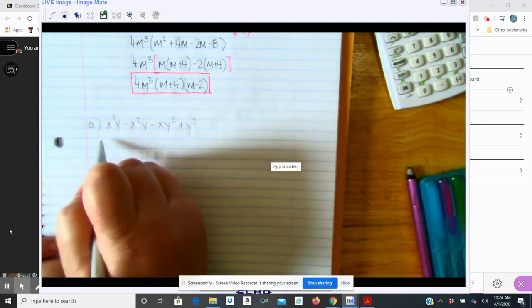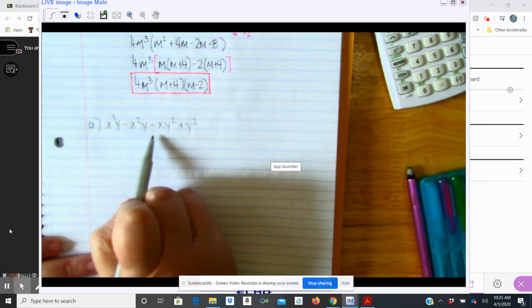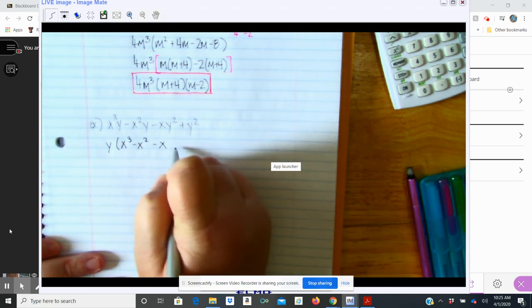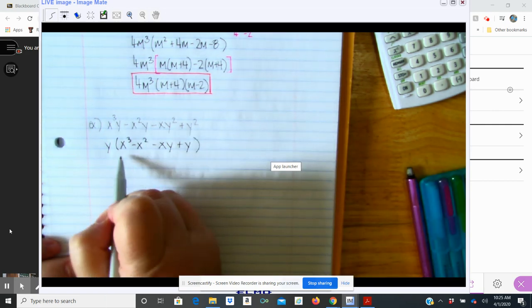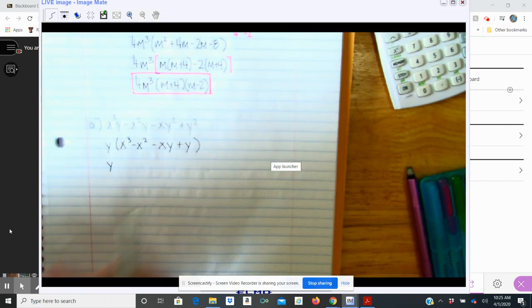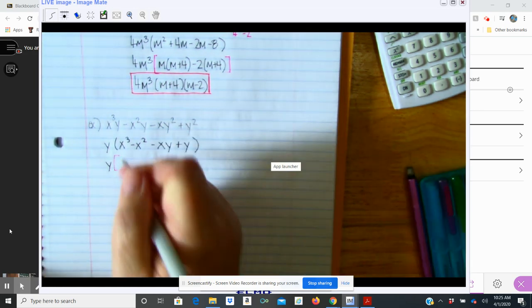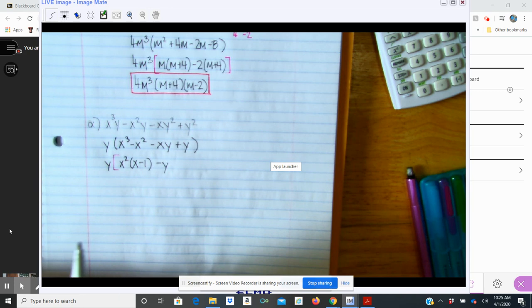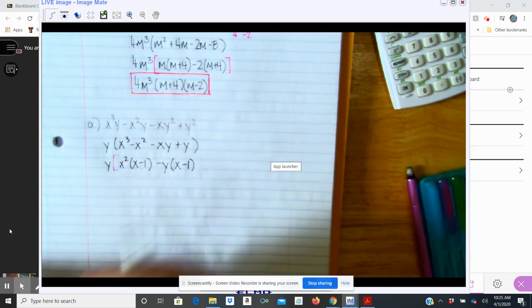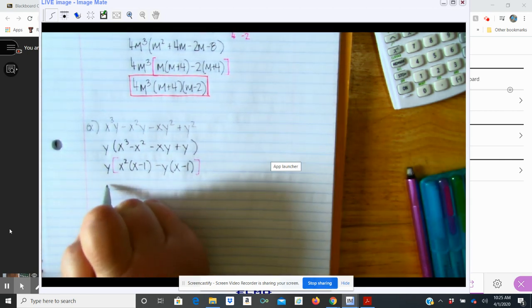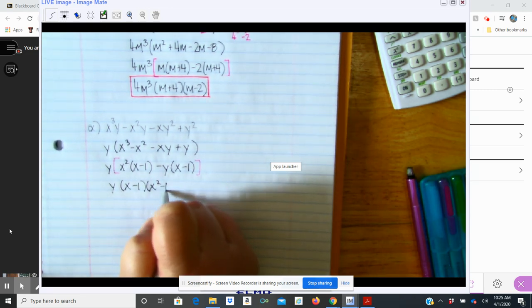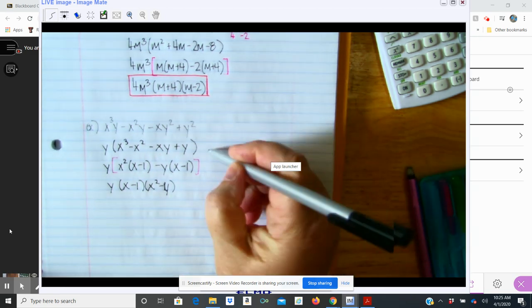Yeah. For this particular problem, there is a y in each term, so you could factor out a y first. And then look at the grouping. So you've got a y, x minus 1, x squared minus 1, or x squared minus y. Sorry. That's one way to do it.